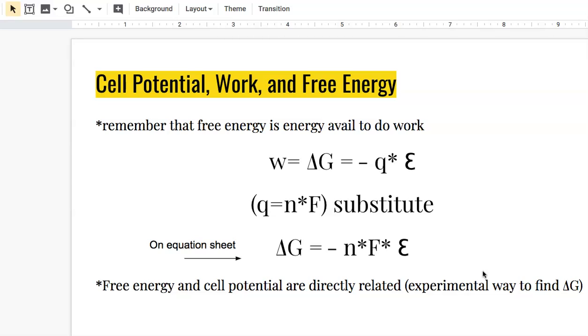Which then means we can say instead of work, which delta G is also the same as work, equaling negative Q times E, if we plug in nF instead, we can say delta G equals negative nFE.